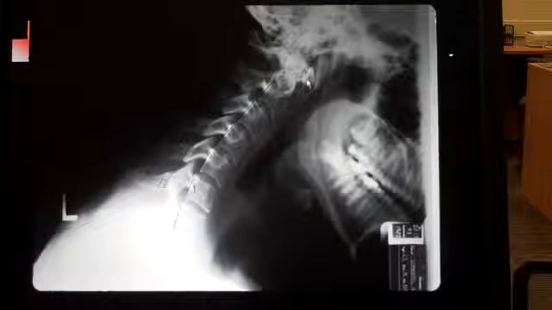So number three is designating the ADI, and it is a measurement that we do on the routine lateral view, but we want to make sure that upon flexion, this space does not increase or decrease more than 1 millimeter.